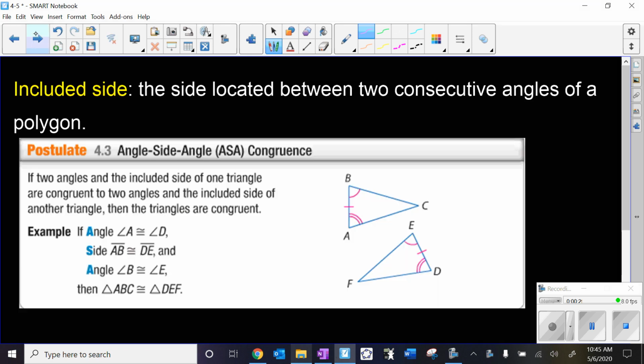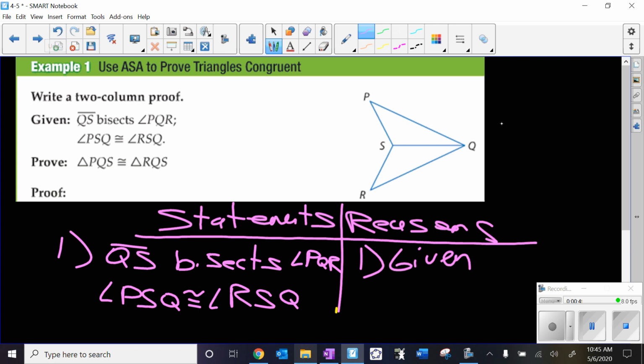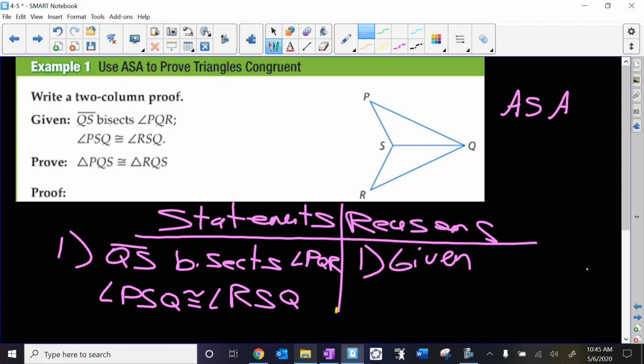The first one that we're going to look at is angle, side, angle. Kind of like how we had an included angle when we looked at side, angle, side, we now get what is called an included side, because it is a side located between two consecutive angles of our triangle. That's the method that we're going to try and use in this example. We're going to try and prove this triangle congruent by angle, side, angle. I'm just going to write it up there so we can see that.